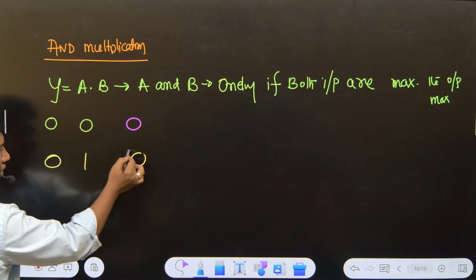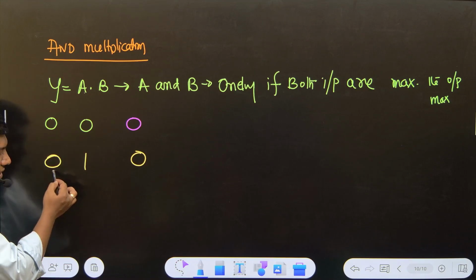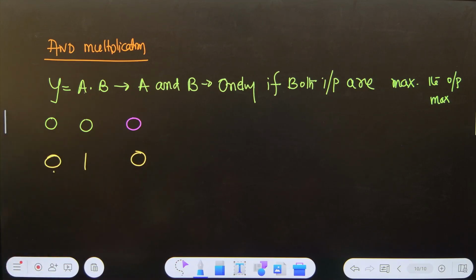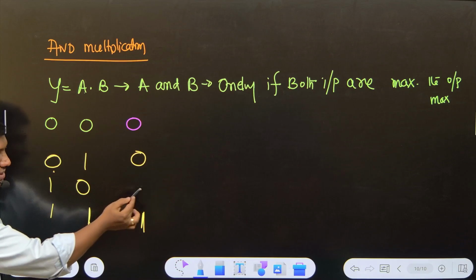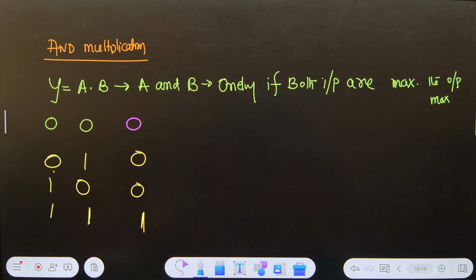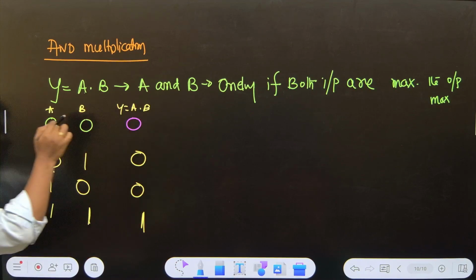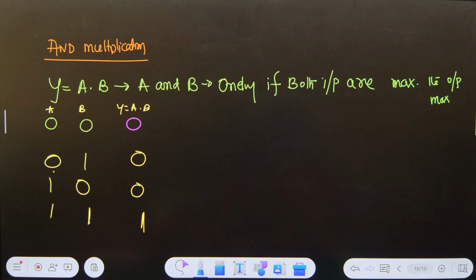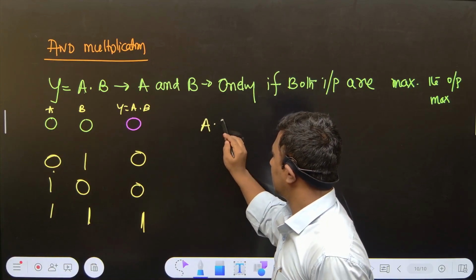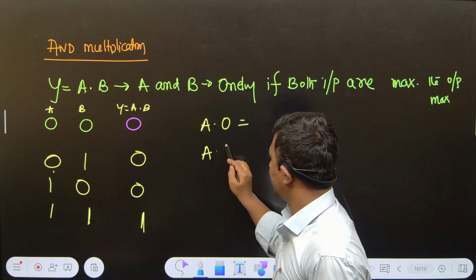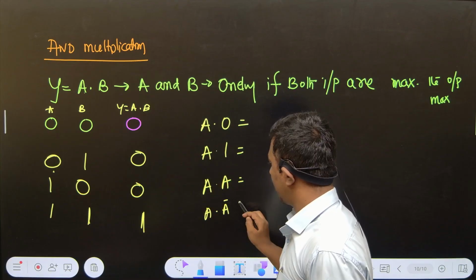0, 1, 0. Input 1 is 0, then the answer is 0. Only when both inputs are maximum, the answer is maximum. In all other cases it is 0. So this is the truth table. This is A and this is B. This is Y is equal to A dot B. Understood now? This is the truth table. Now I hope we can write these values also. Let us write. Come on, let us write. Write what the values are first.